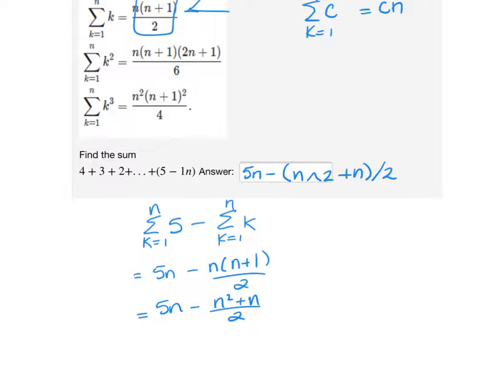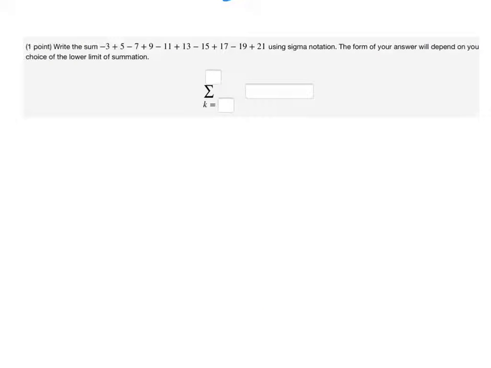Look at this. What is the first thing I want to do when I take a look at this and I'm asked to find the summation? What's the first thing I want to do? You want to find a closed formula? Exactly. I want to find a closed formula.